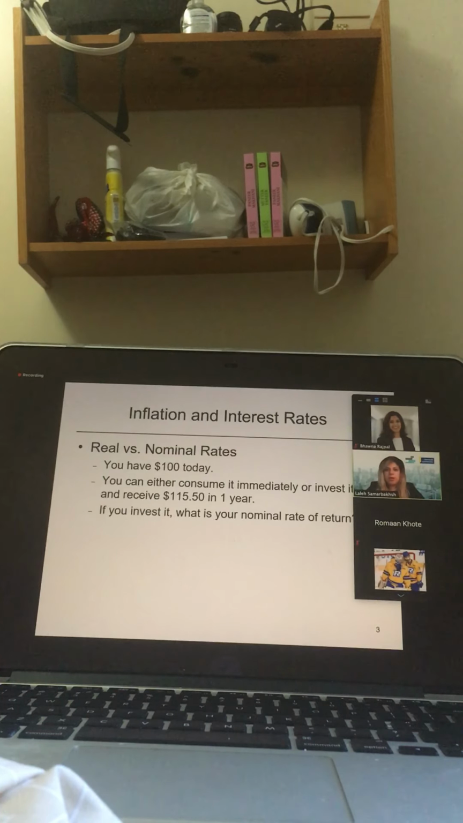Okay, so let's talk about inflation and interest rate, the first new topic of today and probably the last new topic that you're going to learn before the midterm. You have $100 today. You can either consume it immediately or invest it and receive $115.50 in 1 year. If you invest it, what is your nominal rate of return? So the question is asking for nominal rate of return.